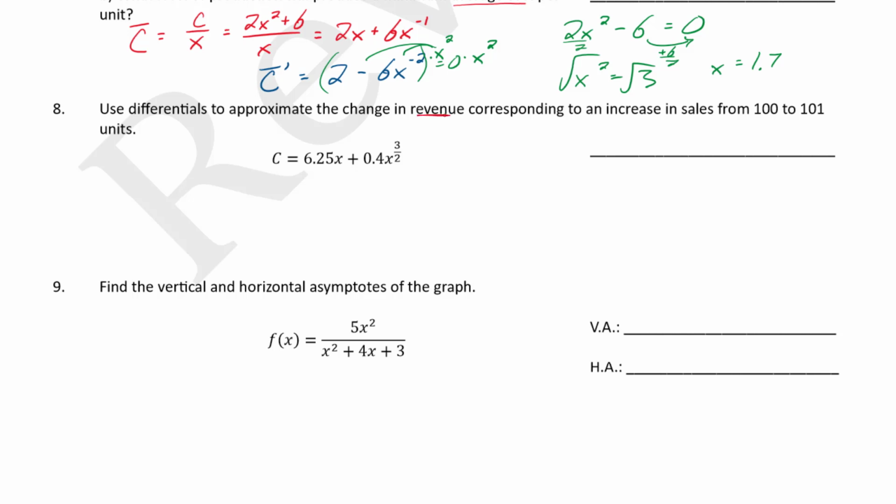Oops, typo right there. That's not supposed to say revenue. That's supposed to say cost. My apologies. I'll make sure to fix that in the future.